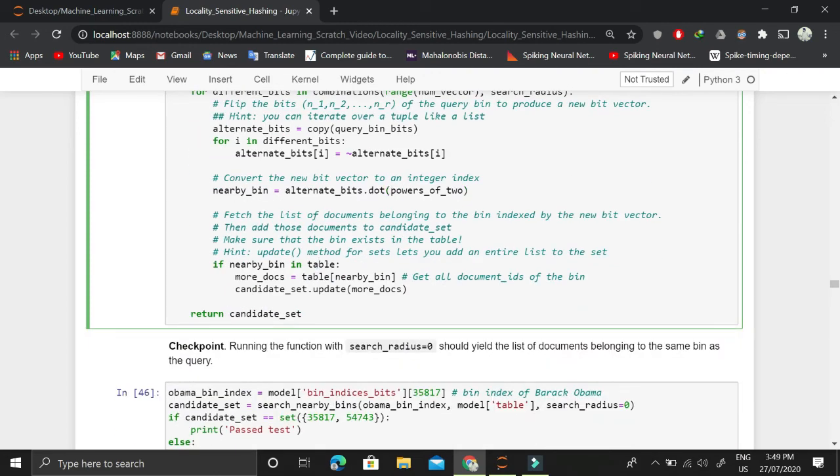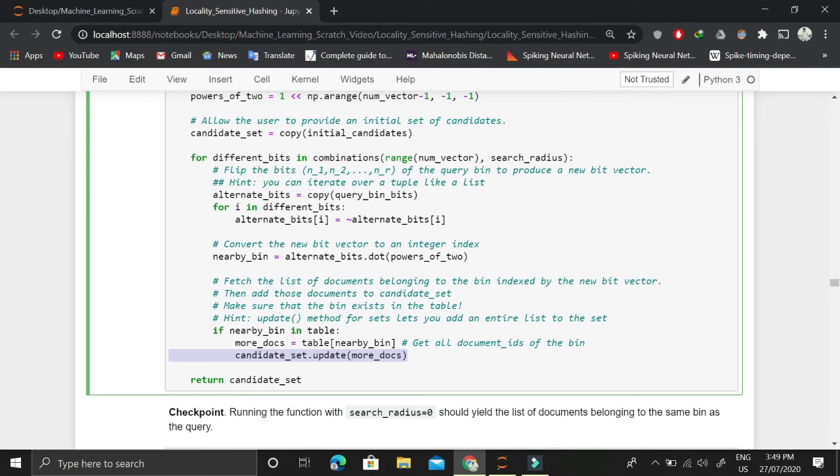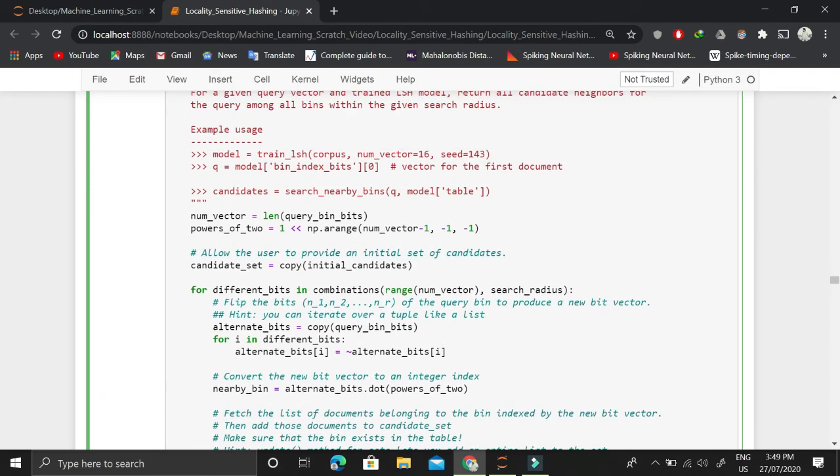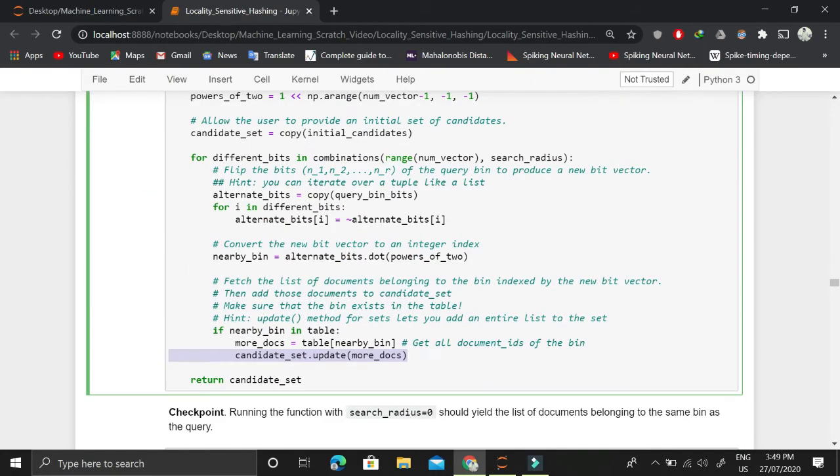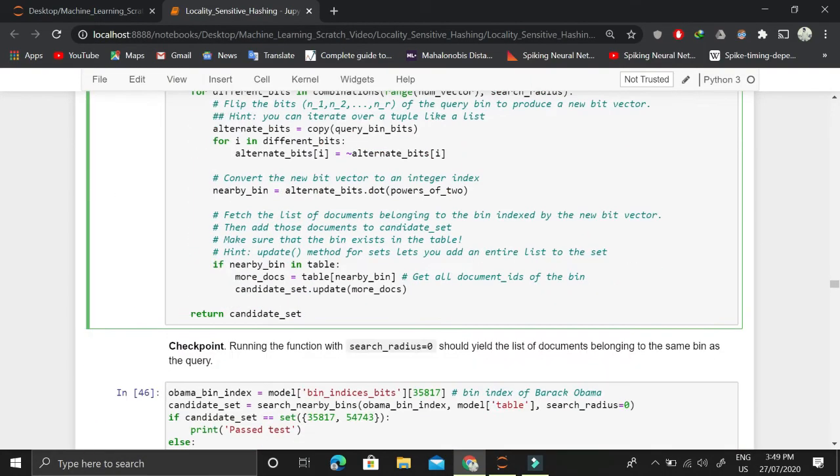Once we have that, we will look at that bin number in the table. If that bin number exists in the table, then we will update our candidate set by also including the samples in those bins. If it does not exist in the table, then we go for the next combination, and next. Once this function is clear, then we have done our work.